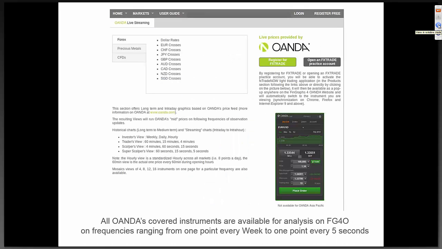All OANDA's covered instruments are available for analysis on FinGraphs for OANDA, on frequencies ranging from 1 point every week to 1 point every 5 seconds. There are more than 90 currency pairs. Precious metals include gold, silver, platinum, and palladium. There's also a wide array of CFDs, which are available in markets outside the US for OANDA's clients, but are available on the FinGraphs for OANDA platform.